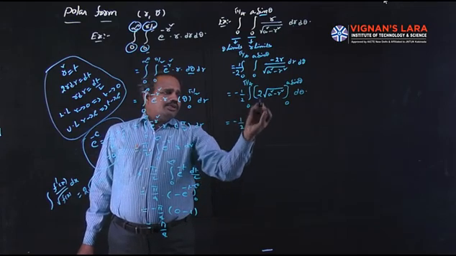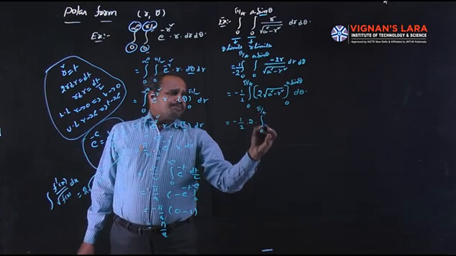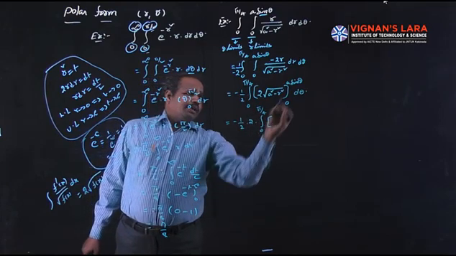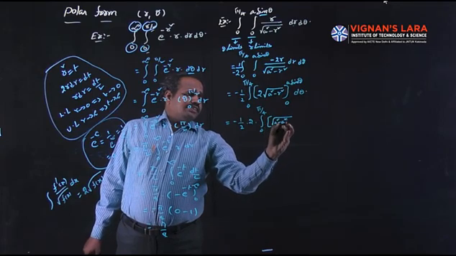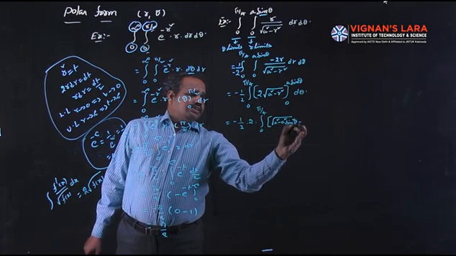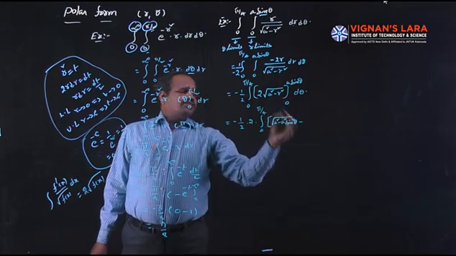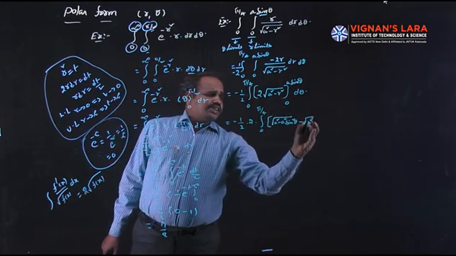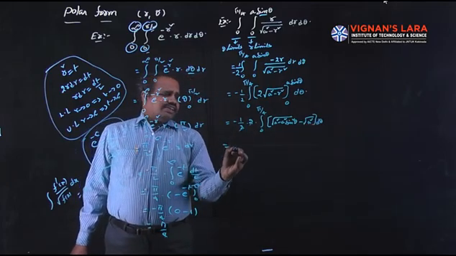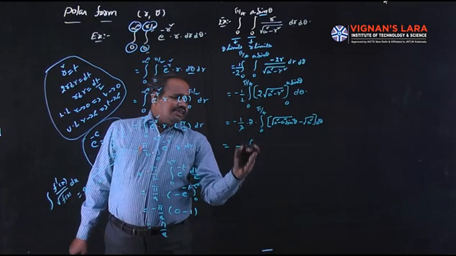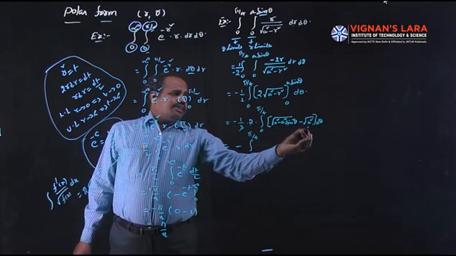Minus 1 by 2 into 2 comes outside, integral 0 to pi by 4, under root of the upper limit, r value is a sin theta: under root of a square minus a square sin square theta, minus the lower limit, r value is 0, so under root of a square, d theta, which is equal to, getting cancelled, minus integral 0 to pi by 4. Here a is common, here also a is common.